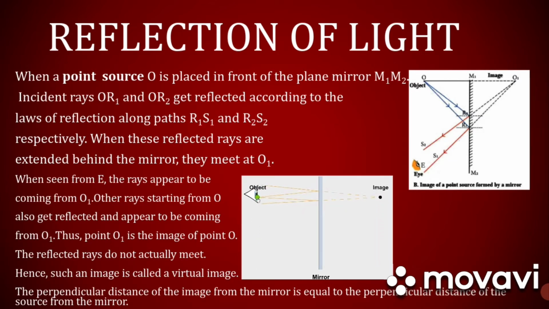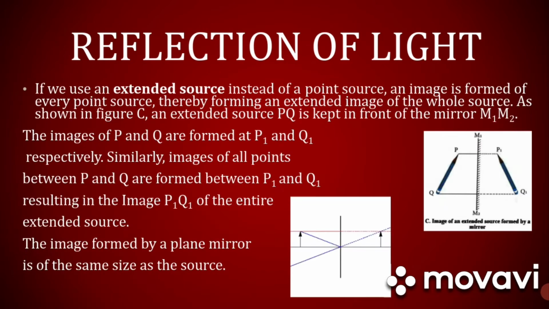The reflected rays do not actually meet, hence such an image is called a virtual image. The perpendicular distance of the image from the mirror is equal to the perpendicular distance of the source from the mirror. If we use an extended source instead of a point source, an image is formed of every point source, thereby forming an extended image of the whole source.